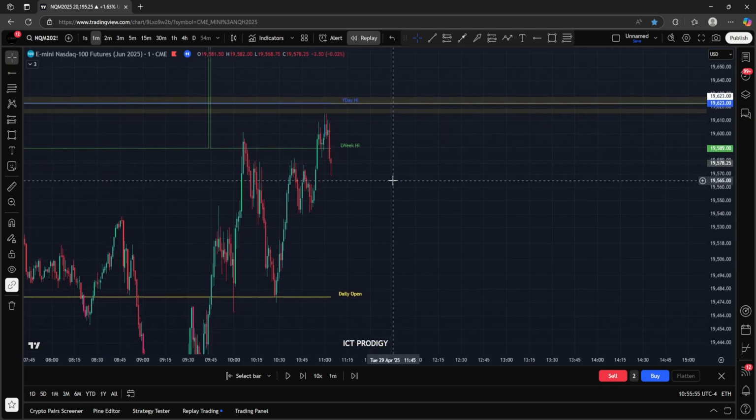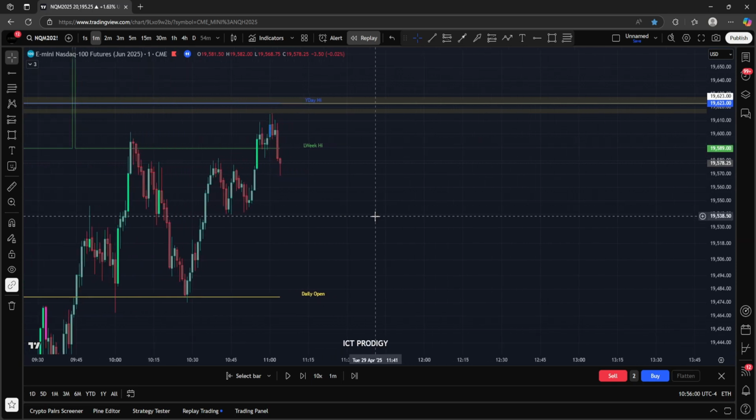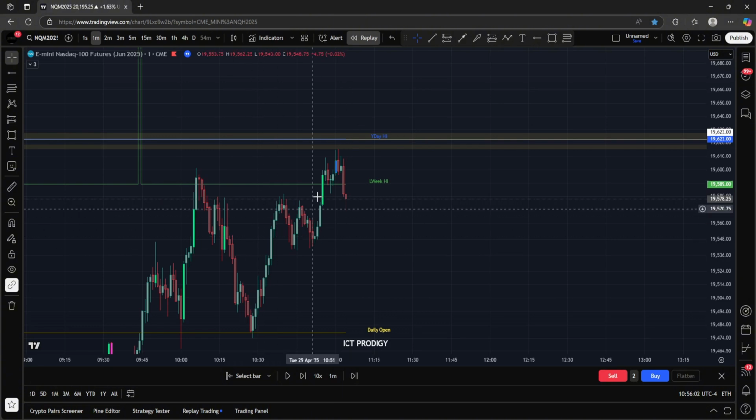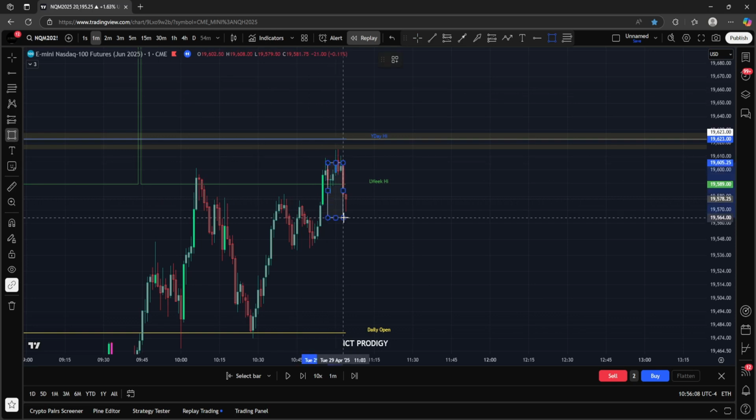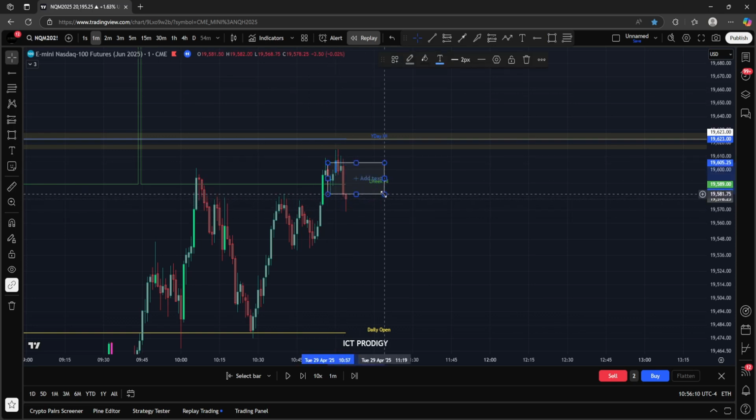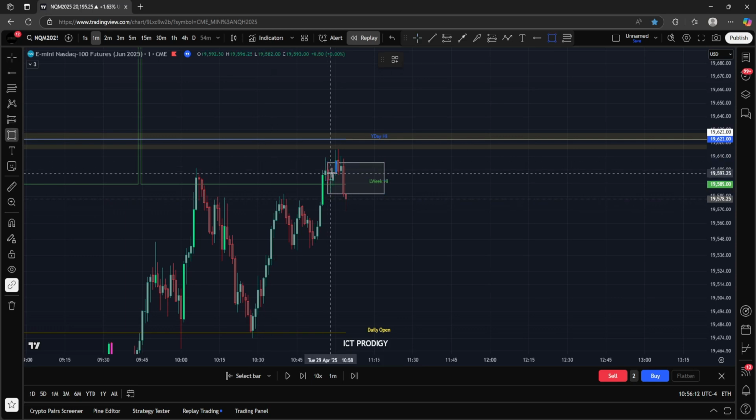But we can see here clearly, unicorn model setup, beautiful stuff. If you don't know what a unicorn model setup is, it's an attack of the highs with a displacement lower and a breaker block inside of that zone. We can see right here we have our breaker block, and here we have our fair value gap. So it's a beautiful trade to be taken after sweeping the highs, and ES is taking out yesterday's high.